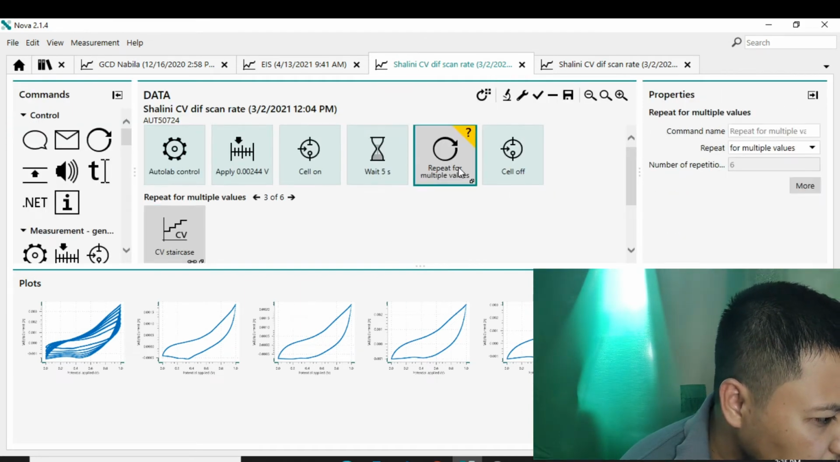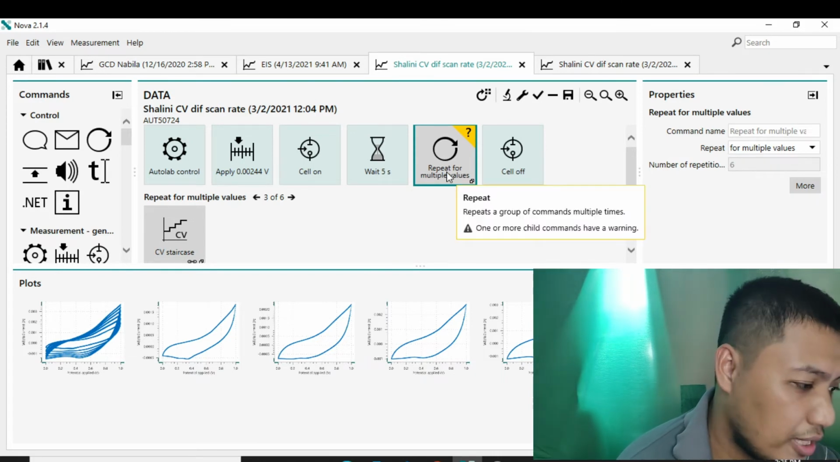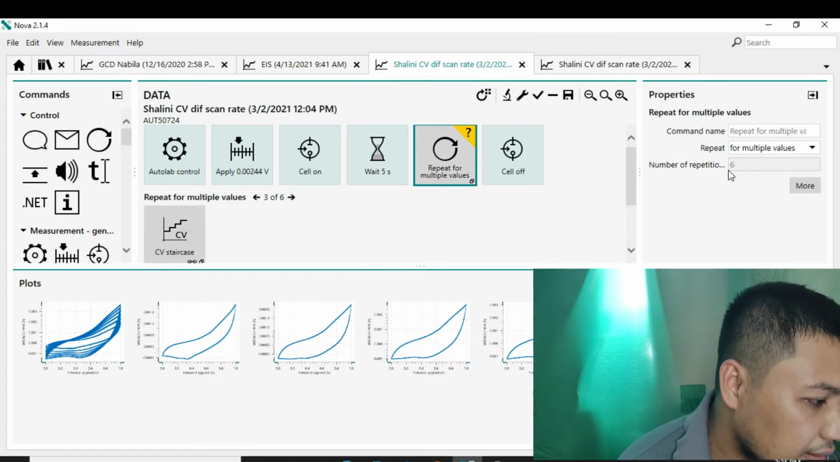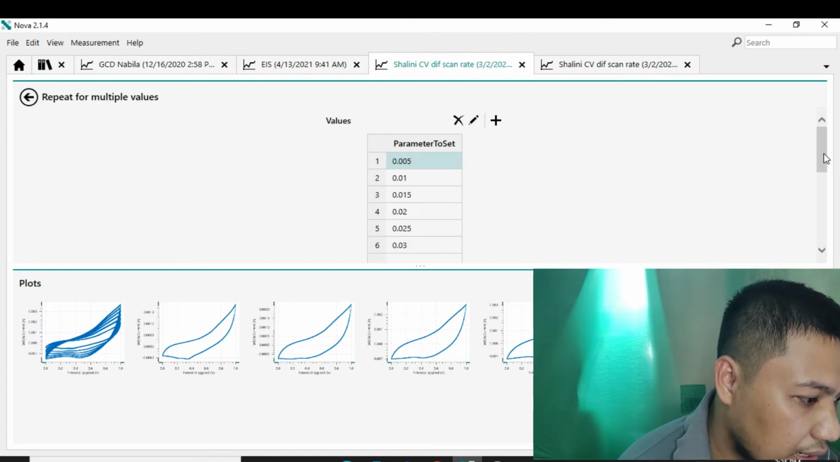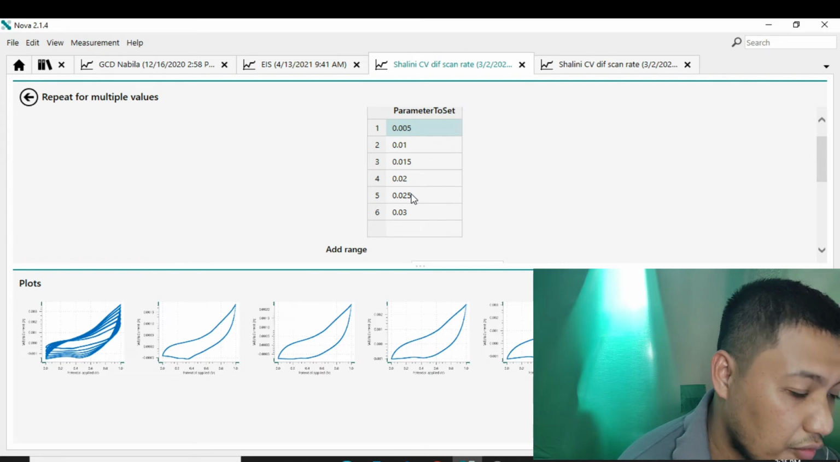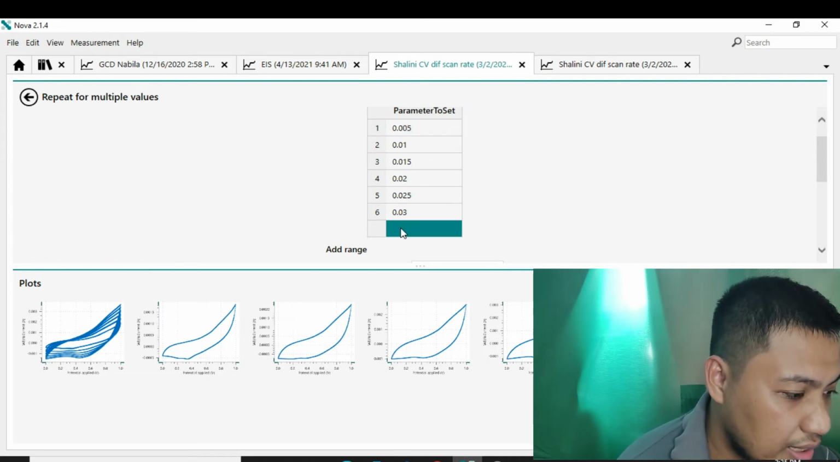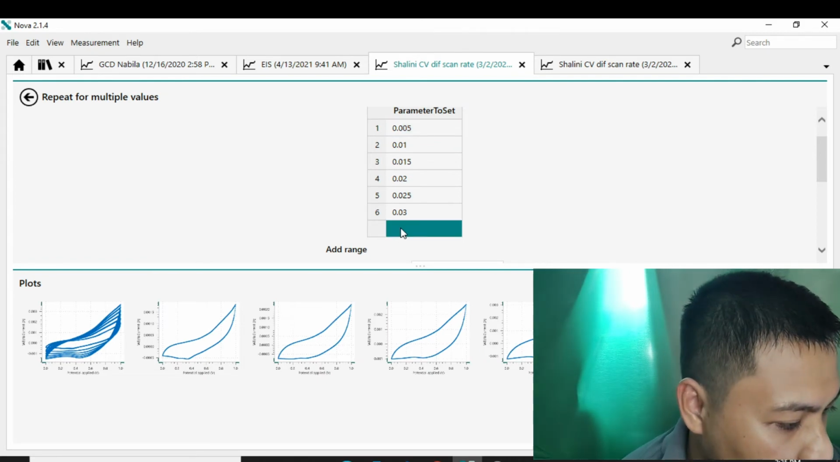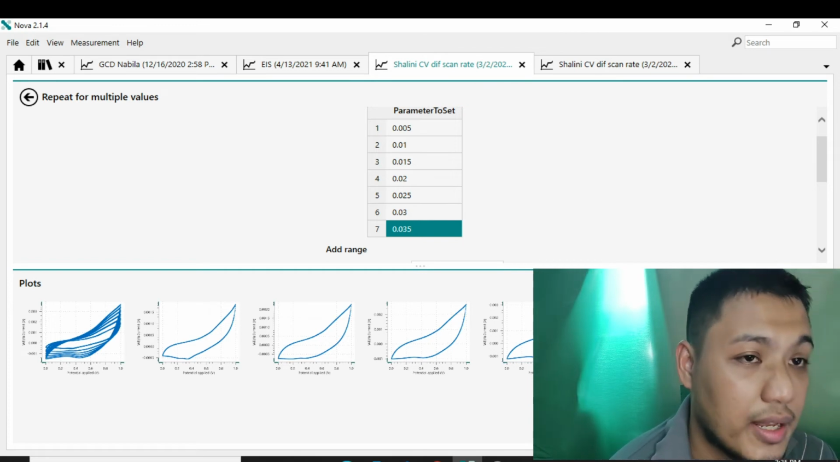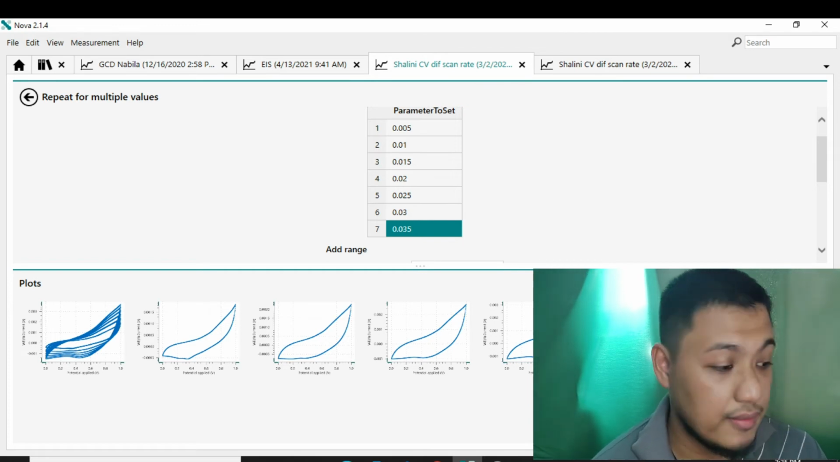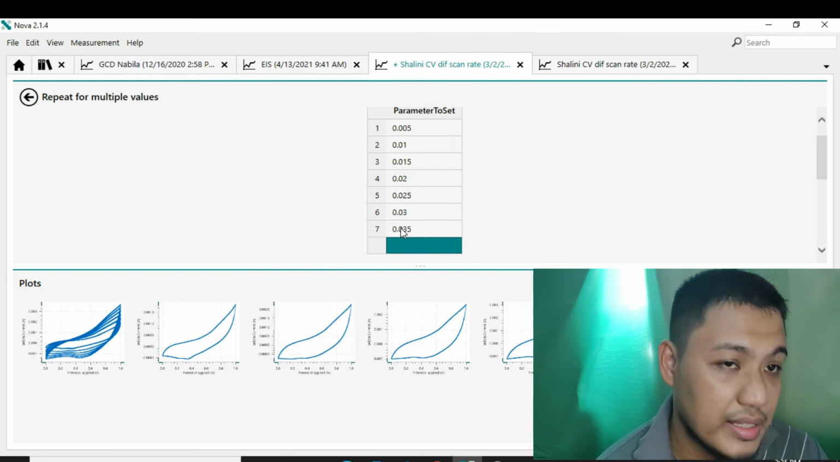For the CV procedure, the important thing to know is the repeat for multiple values here. If you click here, I set the number of repetitions to 6. You can click more here and adjust. For example, here I clicked 5, 10, 15, 20, 25, and 30. You can actually add more, for example 0.035, 0.05, 0.01, until 100, 0.02. It's okay, it doesn't matter. Just click enter, then enter.